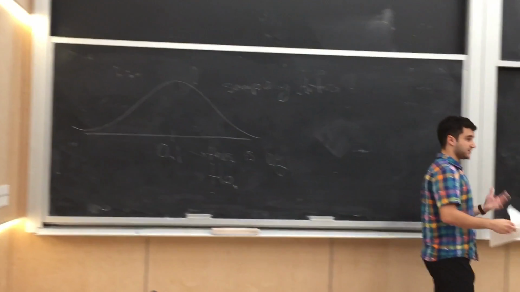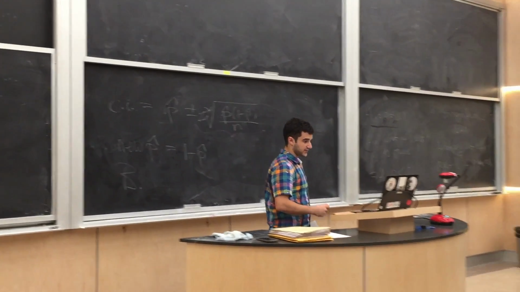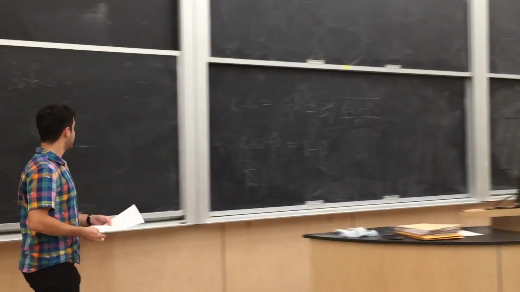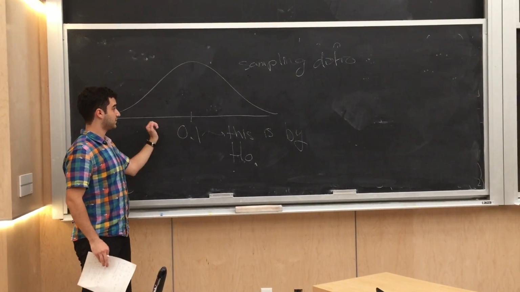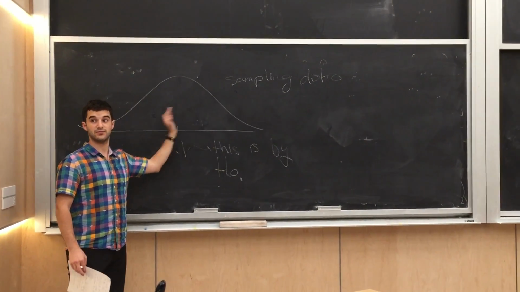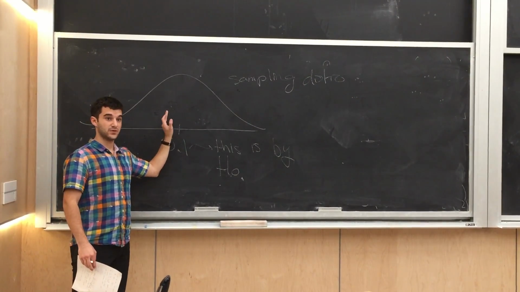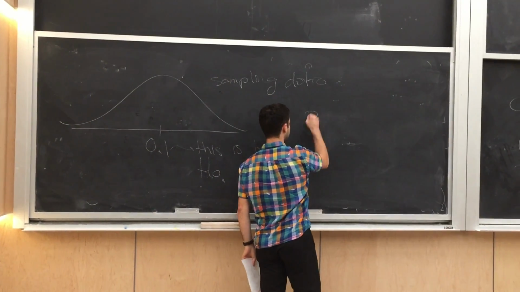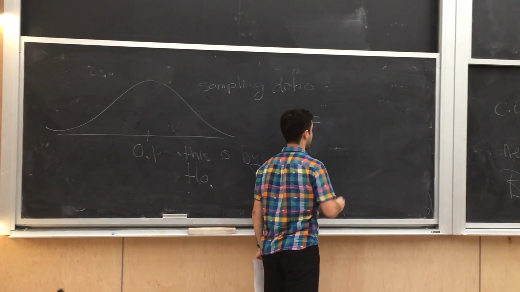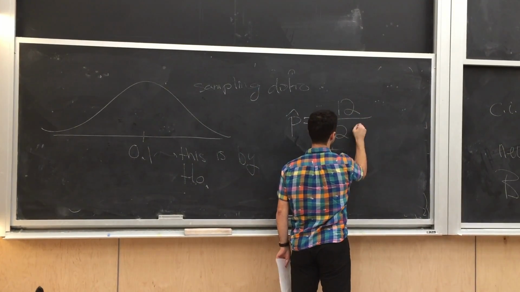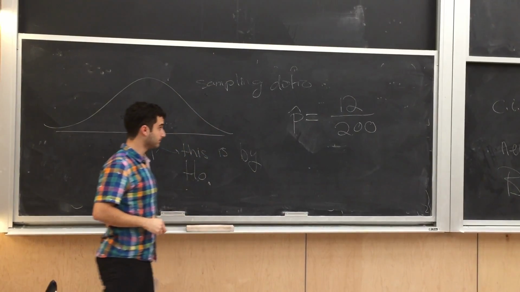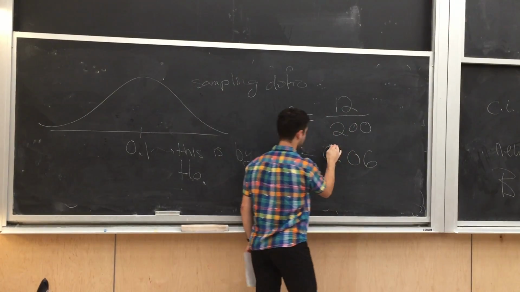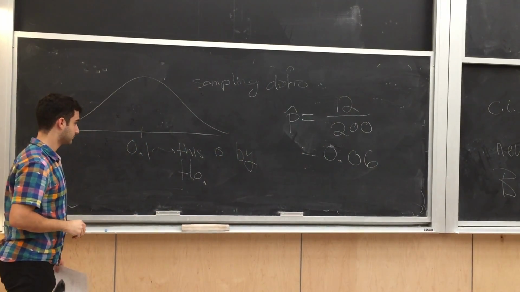But then we got some data, right? We sampled 200 potatoes and 12 of them were defective. So now we have to ask, where does our sample proportion land on this distribution? So first you have to compute p hat. p hat is going to be 12 over 200, so this is 0.06.